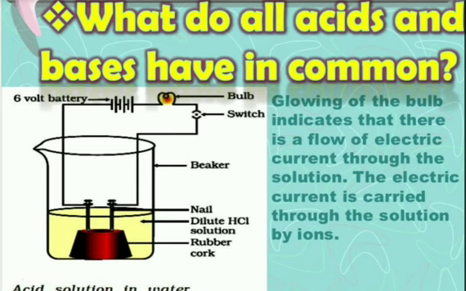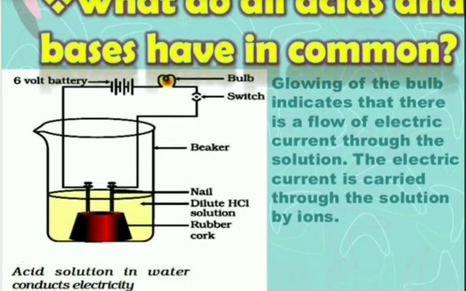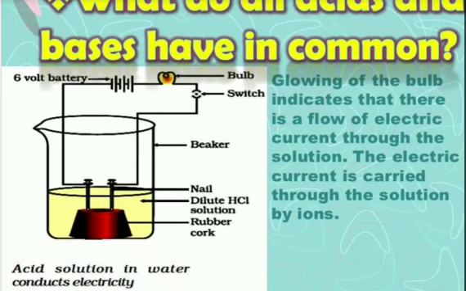these acids and bases. This was the activity given in your NCERT also, which is very important, which shows how acids conduct electric current. In this we have taken a beaker. In that beaker I have kept one rubber cork. In that rubber cork I have fitted 2 iron nails. And we have poured some amount of dilute HCl solution.